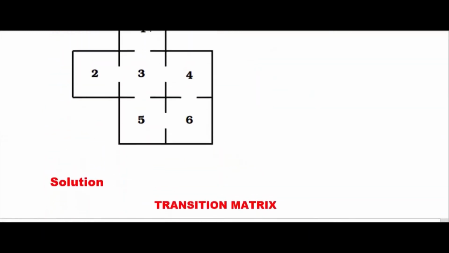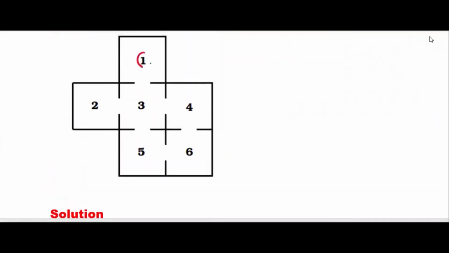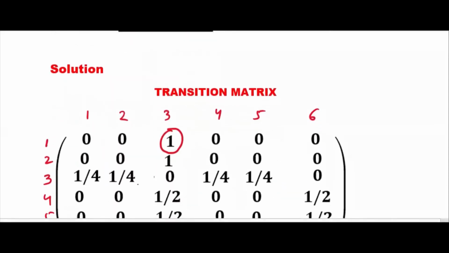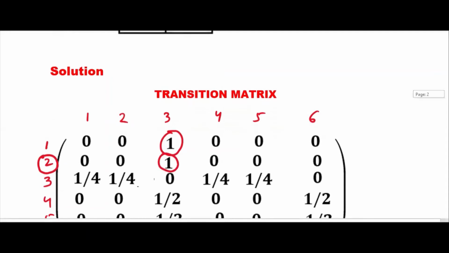See, if the rat is here, what is the probability that it will go here in one move? There is no other way. You will go to 3 only, right? So 100%. There is no other place it can go. From 2 also there is only one possibility, and that is 100%. You can check. From 2 also 100% it has to come here.